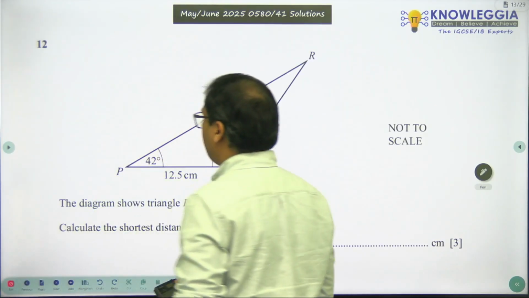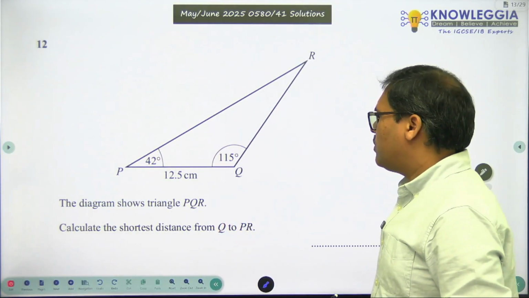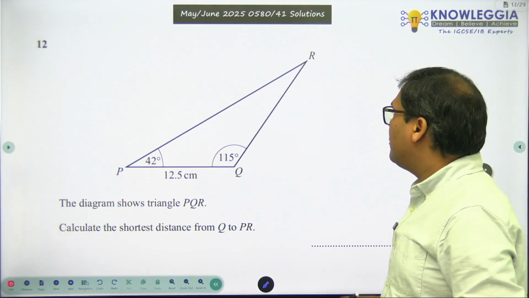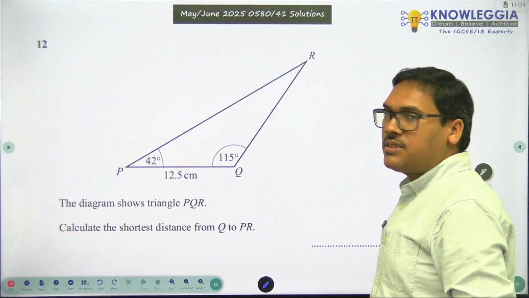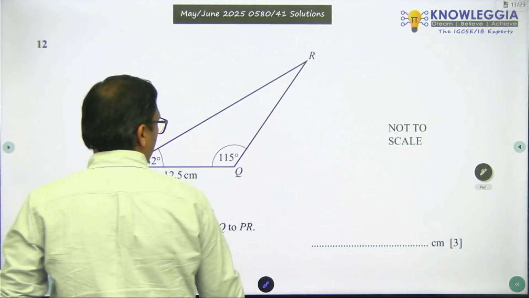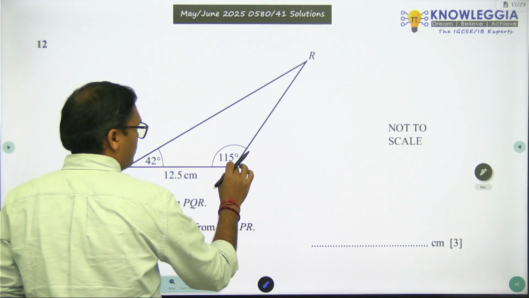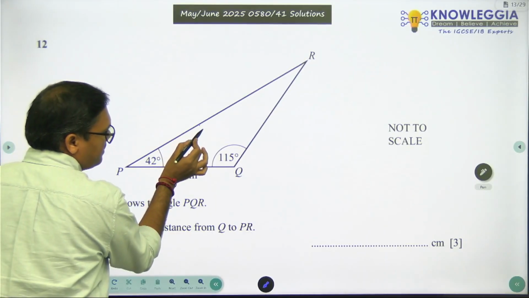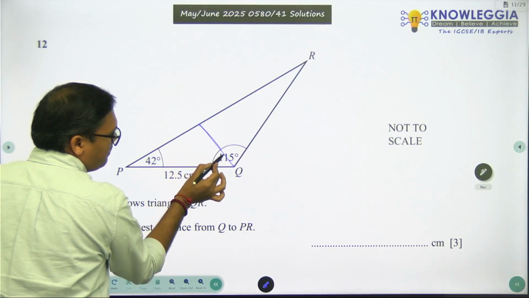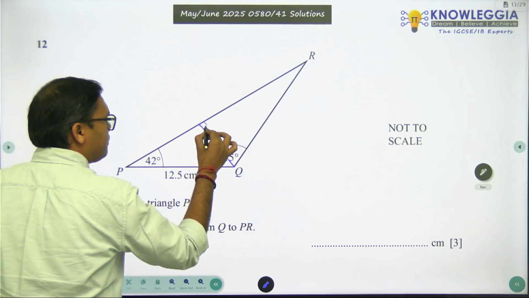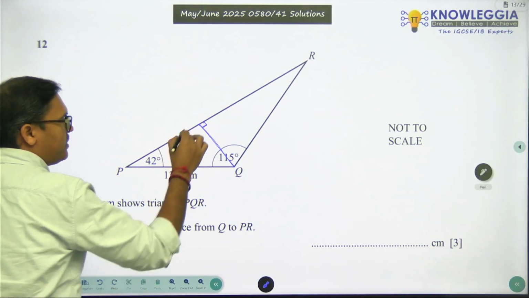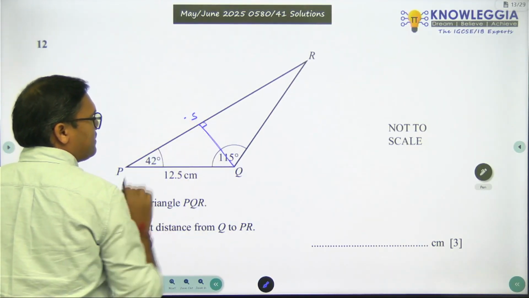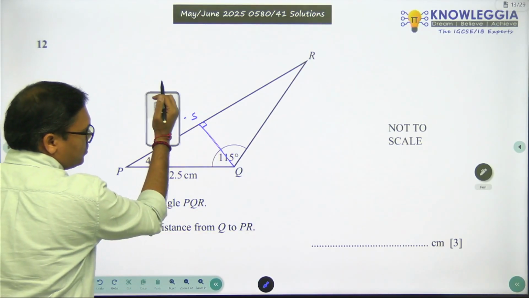So now let's move to the next one. Now this is a question on trigonometry. Diagram shows the triangle PQR. Calculate the shortest distance of Q from PR. And we know the shortest distance is always the perpendicular distance. That means you have to find the perpendicular distance of Q from the line PR. So this is the point S. So basically you have to find SQ. This is the shortest distance.